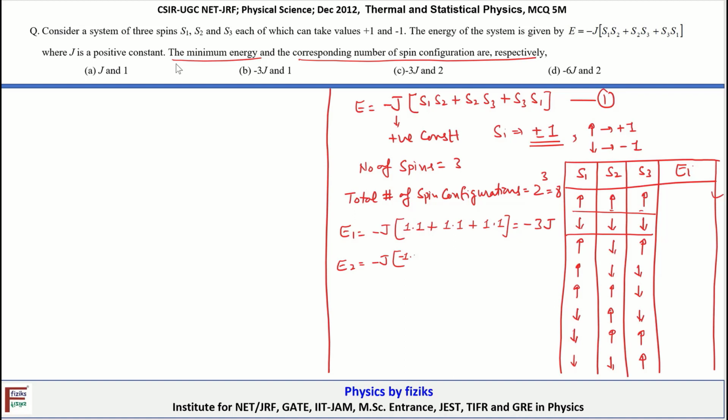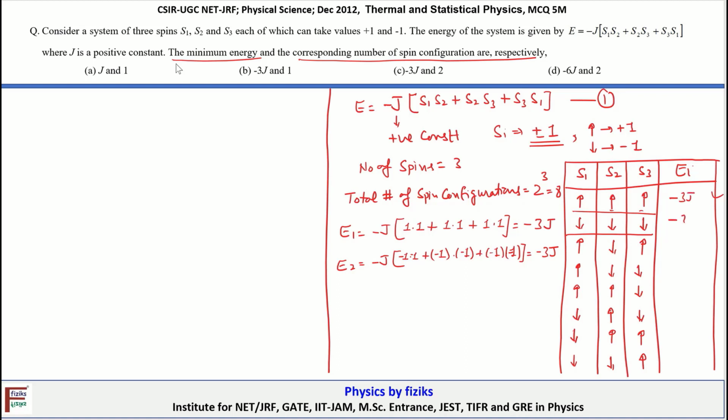we will have minus 1 multiplied by minus 1 plus minus 1 multiplied by minus 1 and then plus minus 1 multiplied by minus 1. So this minus 1 and minus 1 multiplication will give us plus 1. So ultimately this is equal to minus 3J again. Okay, now similarly one can easily verify, so let me write the corresponding energy here.